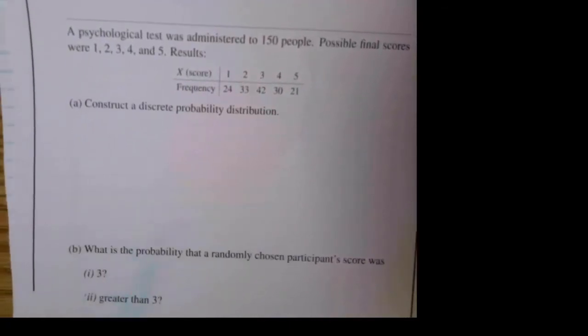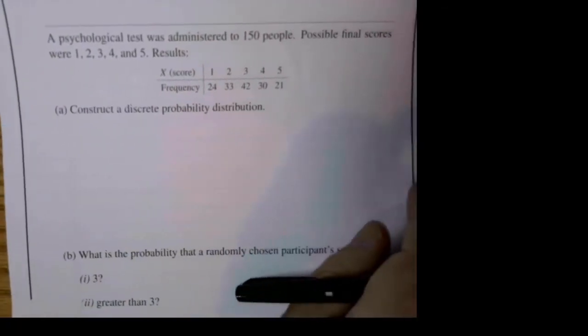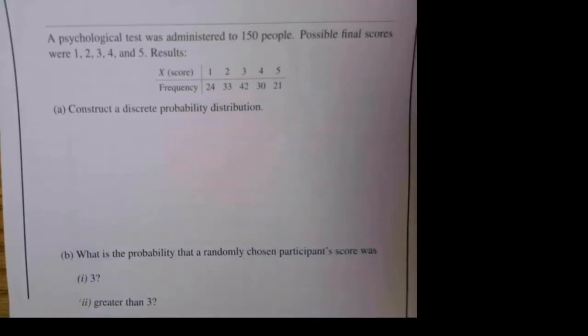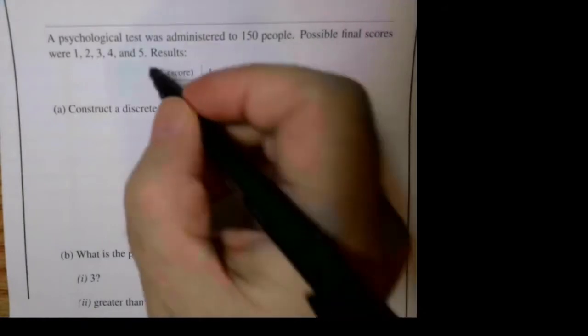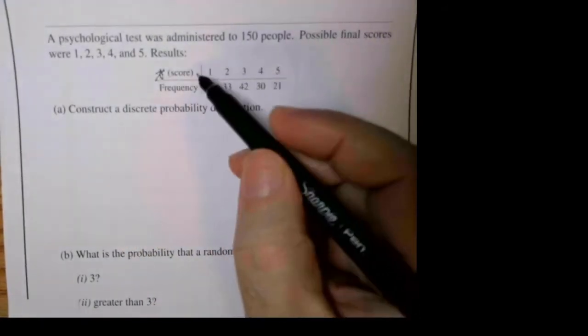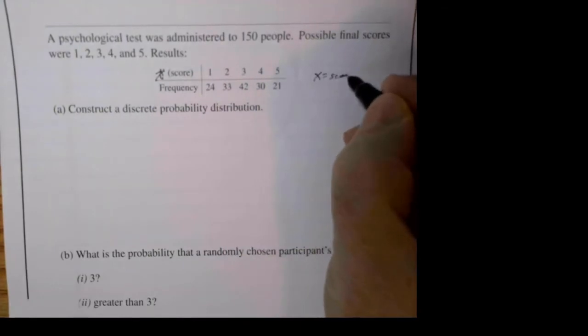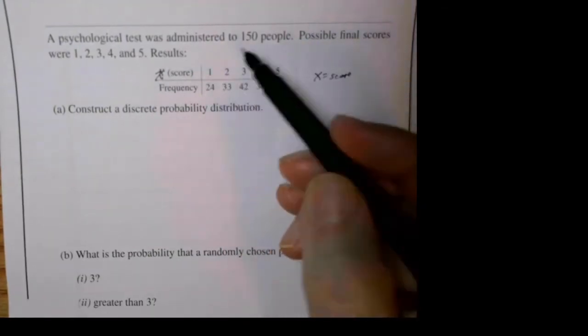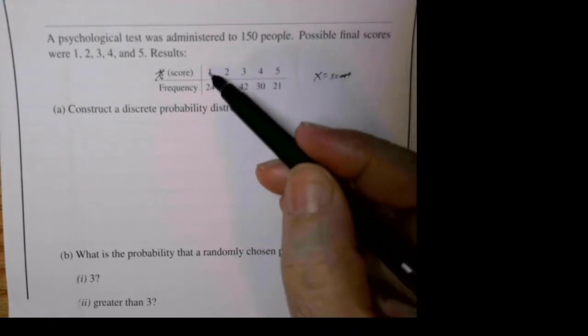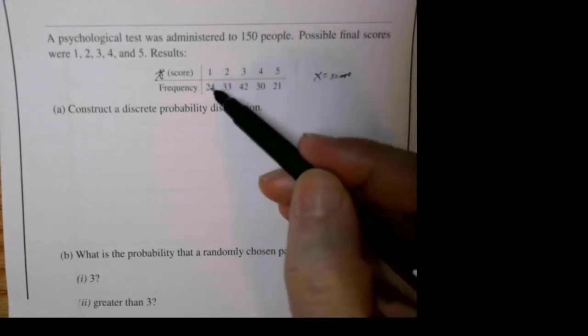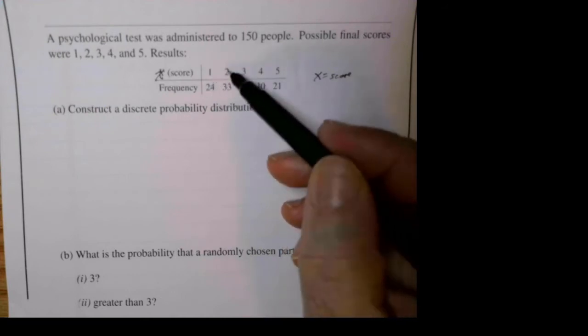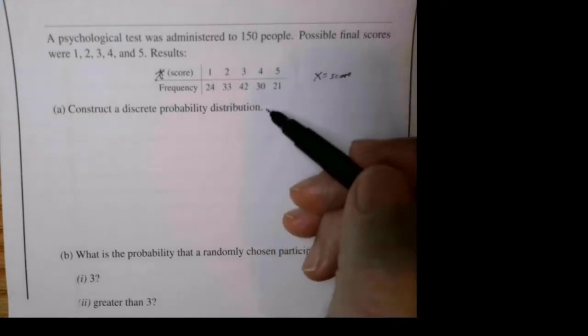Okay. Here's another one. A psychological test was administered to 150 people. Possible final scores on that test were 1, 2, 3, 4, and 5. Here were the results. So this really should have been a lowercase x for the value of the random variable. Right? X, the random variable X, is the score. Okay. So what does this mean? Frequency 24. This means 24 people got a 1, 33 people got a 2, and so on.